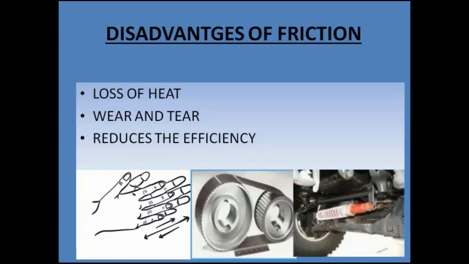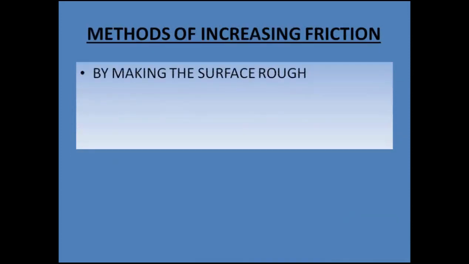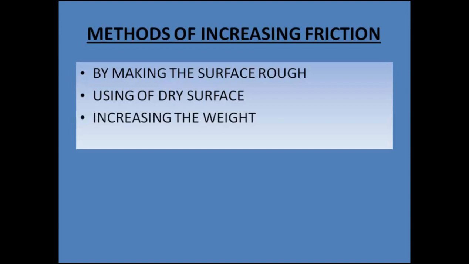Now, after we have gone through the advantages and disadvantages of friction, let us study how we can increase the friction or reduce the friction. Let's first take a look at the methods of increasing friction. There are three methods as shown. Firstly, by making the surface rough. Secondly, by using a dry surface. And thirdly, by increasing the weight of the object. Now let us have a look at each one of them.